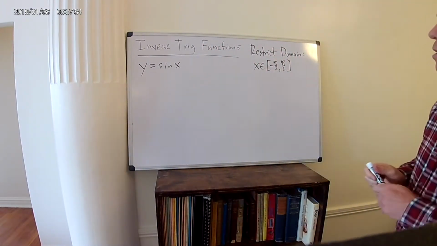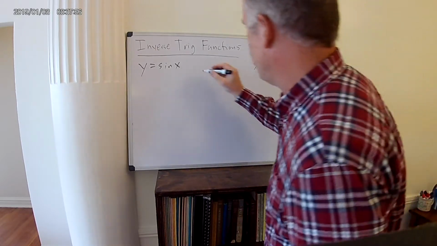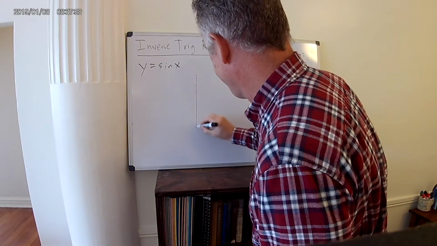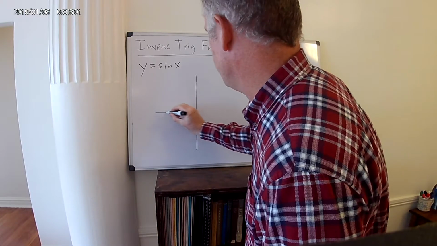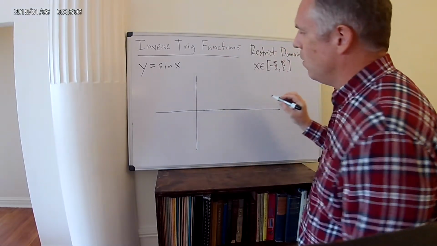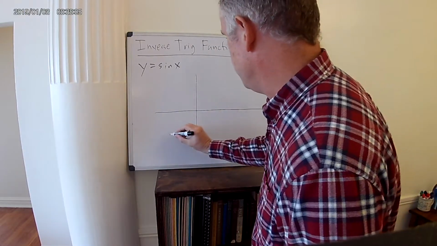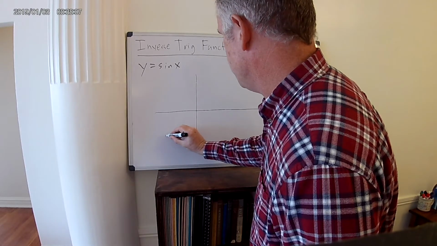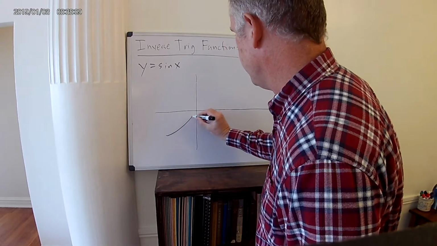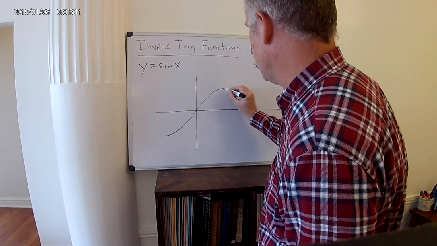So we're going to draw sine of x. We have sine of x here. Okay, we'll draw our x and y axes. Okay, and let's be careful about this. This is sine of x. Our new restricted domain will go like this, will peak out like that.